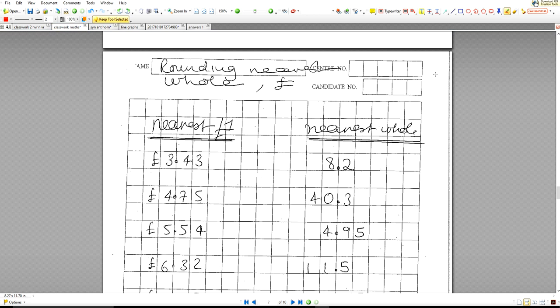Okay, now welcome back. We're now looking at rounding to the nearest whole number and also to the nearest pound. So first of all, let's have a look at rounding to the nearest pound.